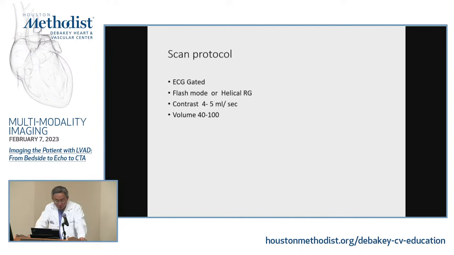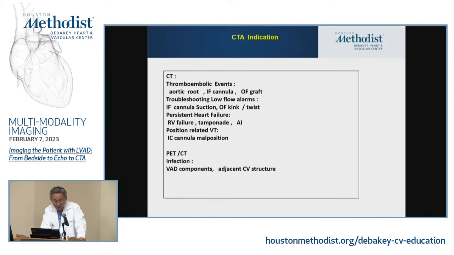The contrast could range from 4 to 5 cc per second and go from 40 to 100 cc. And we had a small study done when we started doing LVAD. In patients with GFR more than 45, the risk of acute renal failure is very low. And obviously, we would like to update our database.